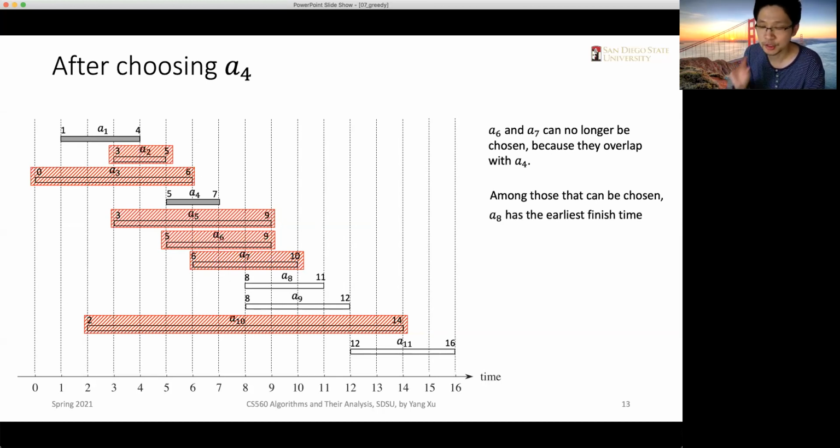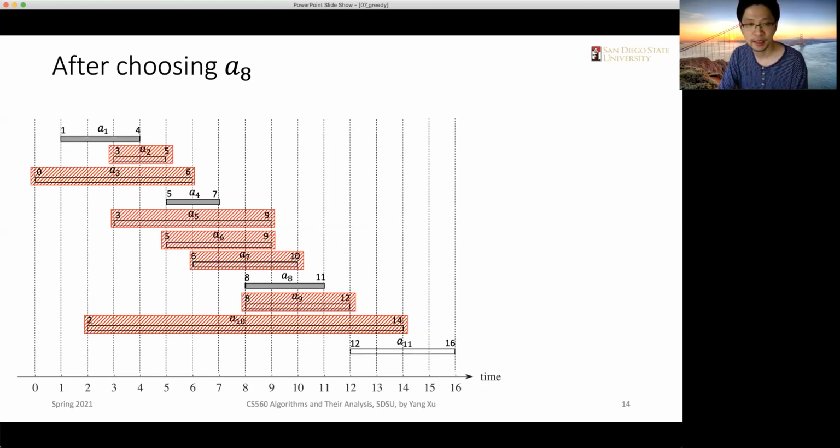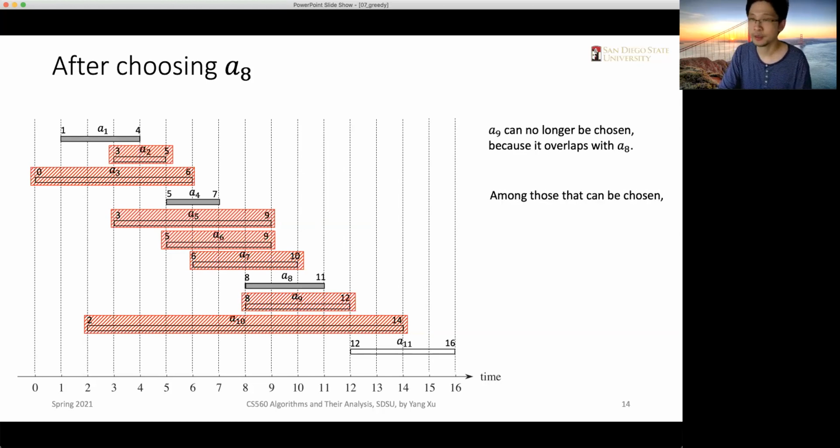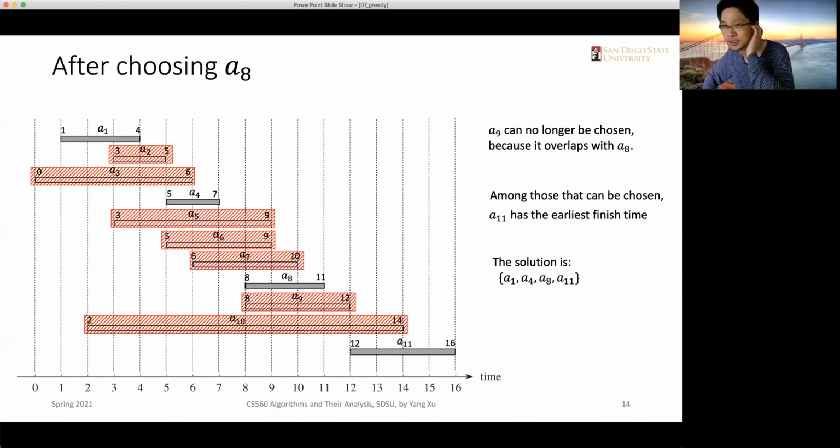What we can do is that still we want to choose the one with the earliest finish time, which is A8 in this case. All right, so we choose A8, and now A8 overlaps with A9, so A9 is also gone. So the only one remaining is A11, and of course, it has the earliest finish time. Okay, so now we hit the boundary, the ending condition, okay. So we used up all the space that we have. Then the solution is A1, A4, A8, and A11. Okay, so quite straightforward, right?